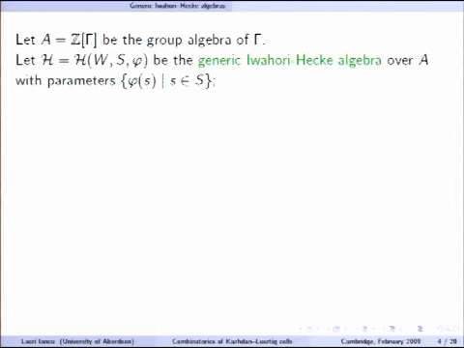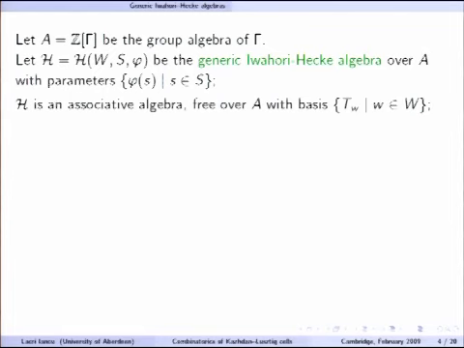So we have the Coxeter group, we have the weight function, so we can talk about the generic Iwahori-Hecke algebra associated to this data. So it's an algebra over A, whereby A would denote the group algebra of gamma. So gamma is the group where we take the parameters from. The parameters of the algebra, phi of S, are the weights of the Coxeter generators.